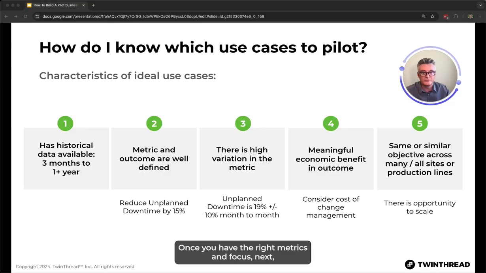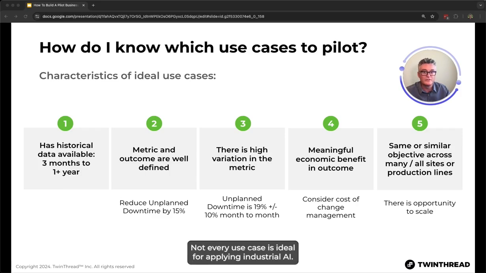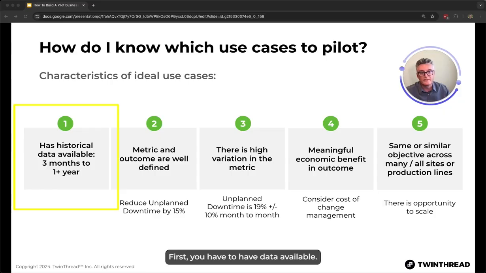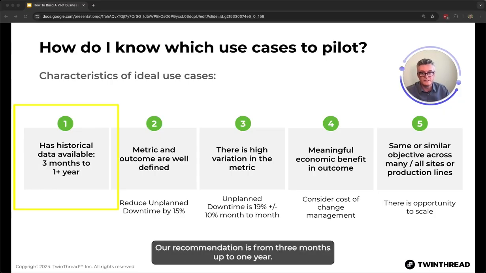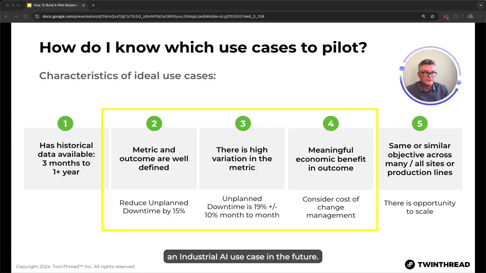Once you have the right metrics in focus, next you'll want to brainstorm on potential use cases. Really specific process or asset optimization opportunities you want to focus on. Not every use case is ideal for applying industrial AI. So what constitutes ideal? First, you have to have data available. Our recommendation is from 3 months up to 1 year. And if you don't have that, well, it's time to start collecting that data and time to start archiving it so you do have enough data to apply an industrial AI use case in the future.